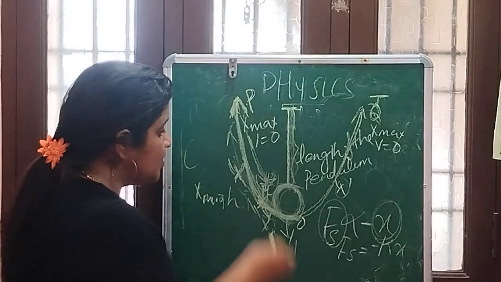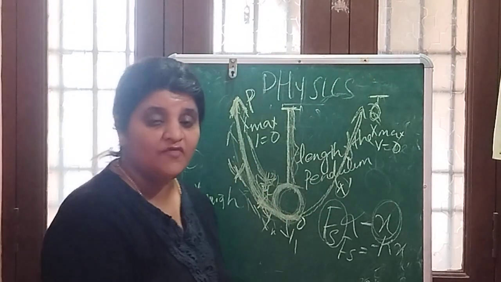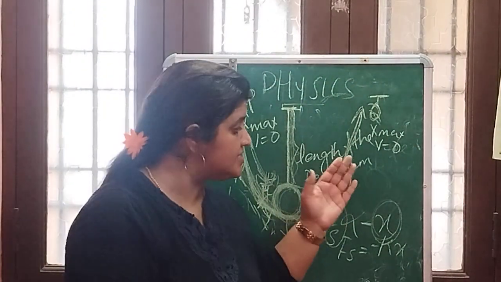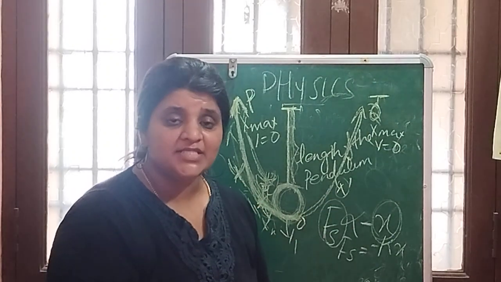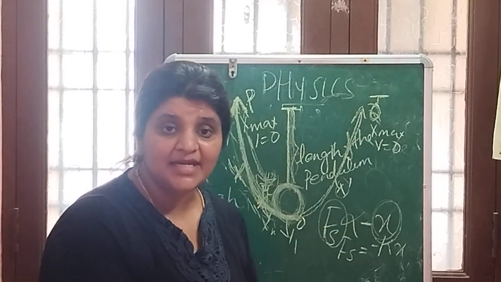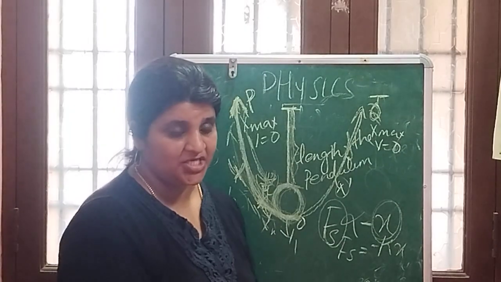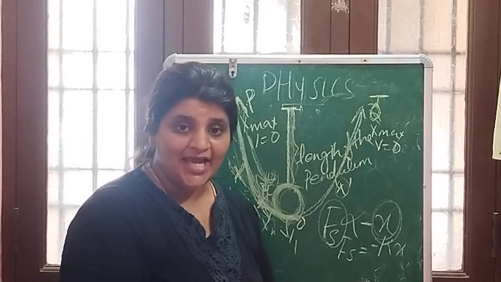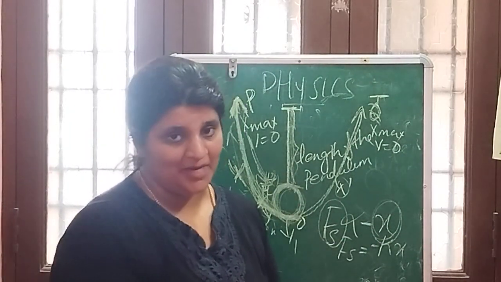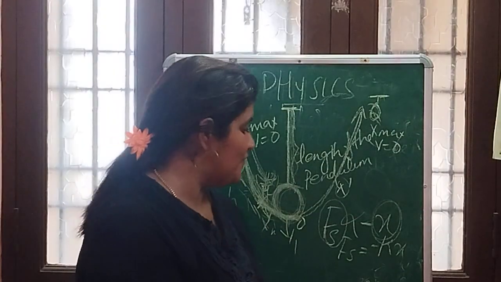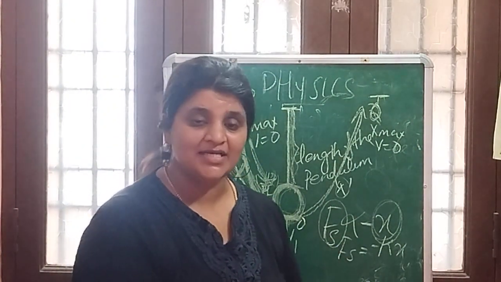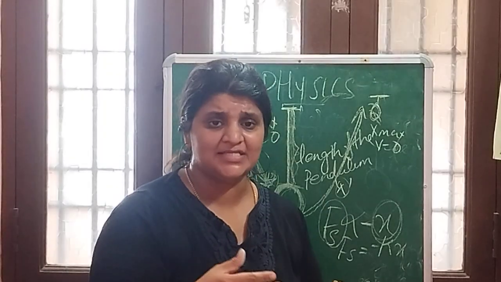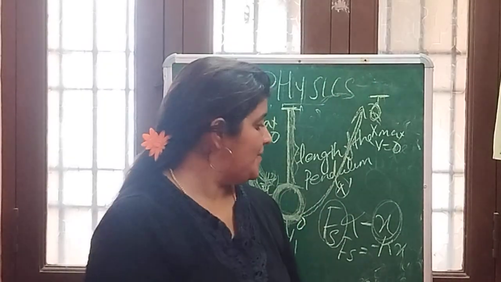So these are the three important properties of simple harmonic motion, and from this example we find that these three important properties of simple harmonic motion are completely obeyed by the process called oscillation. So we can say that the essence of oscillation is simple harmonic motion. So these are the basic properties and basic concepts about oscillation.